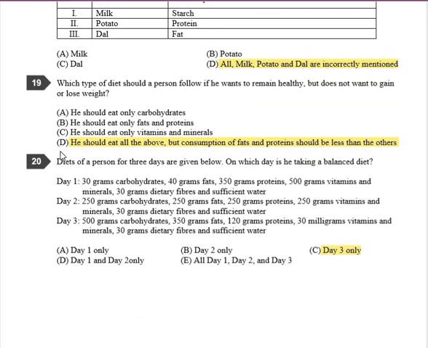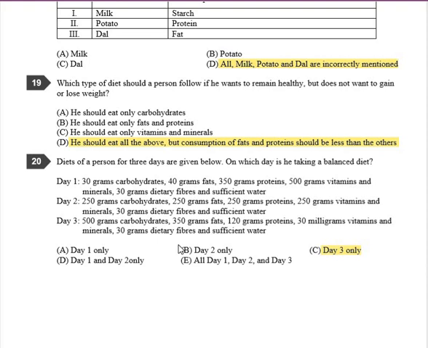Now coming to question number 20. Diet of a person for three days is given below. On which day is he taking a balanced diet? Day first: 30 grams carbohydrate, 40 grams fat, 350 grams protein, 500 grams vitamins and minerals, 30 grams dietary fibers and sufficient water. Day second: 250 grams carbs, 250 grams fat, 250 grams protein, 250 grams vitamins and minerals, 30 grams dietary fibers and sufficient water. Third: 500 grams carbs, 50 grams fats, 120 grams protein, 30 milligrams vitamins and minerals, 30 grams dietary fibers and sufficient water.